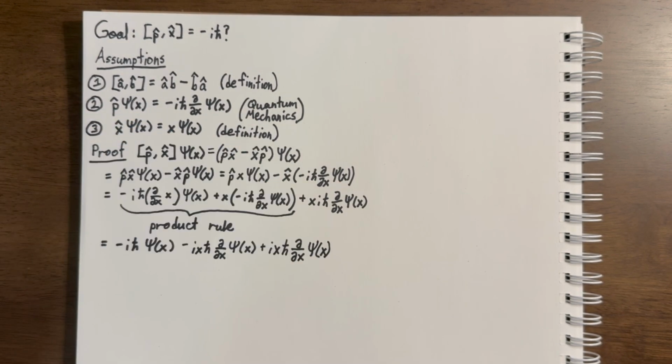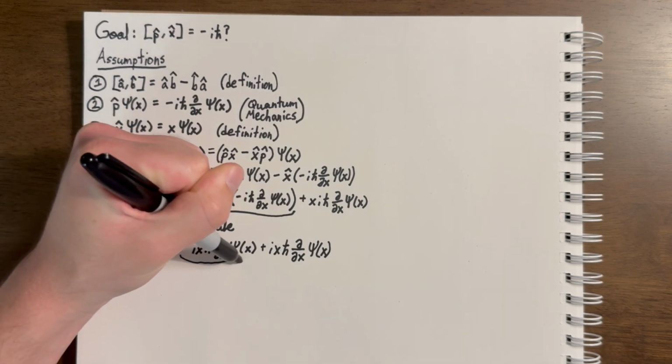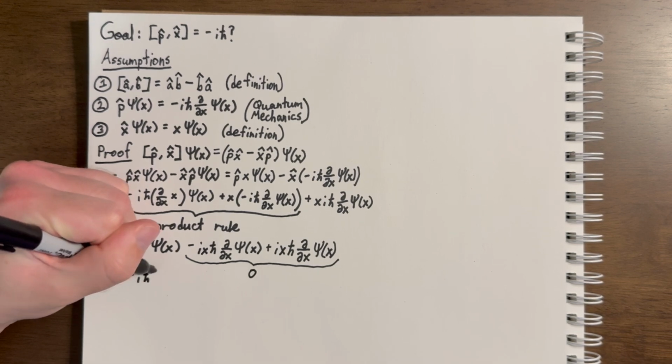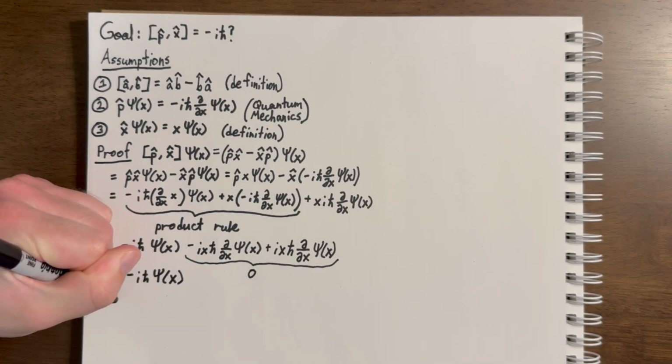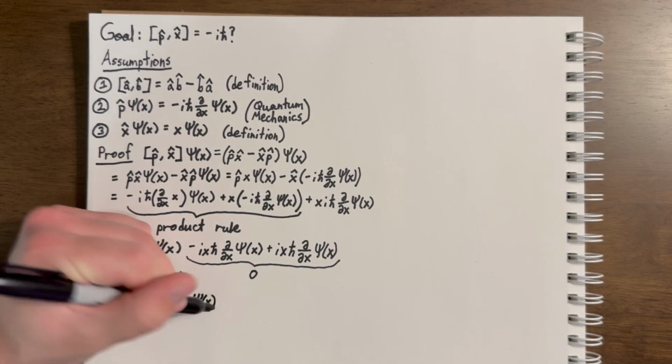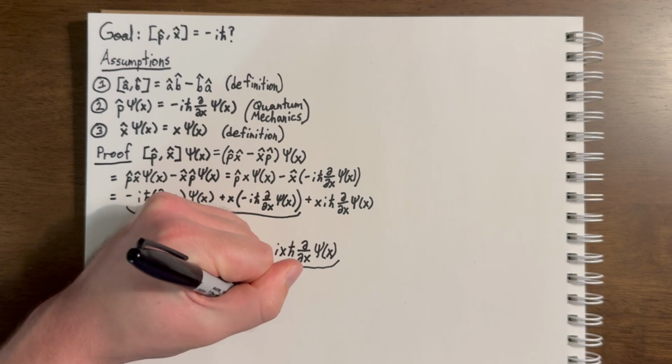Now here's something kind of neat. The second and third terms are equal and opposite to each other. In other words, they just add to 0. So what we're left with is negative i h bar psi. So in conclusion, what we started with, the commutator of p and x acting on the wave function psi, equals negative i h bar psi.